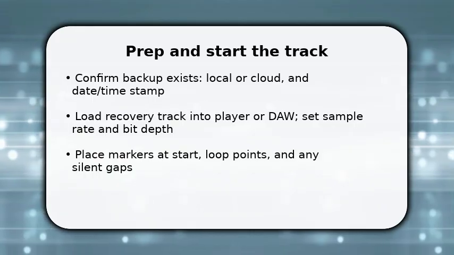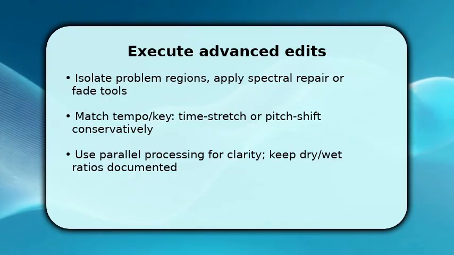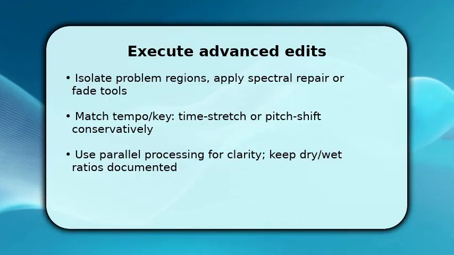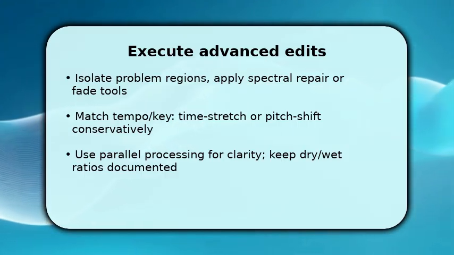Isolate the problematic regions and decide on spectral repair, fades, or replacement. Apply time stretch or pitch shift only enough to match tempo and key, because extreme changes introduce artifacts. Once done, use parallel processing, compression, or EQ on a duplicate to preserve dynamics while improving clarity.